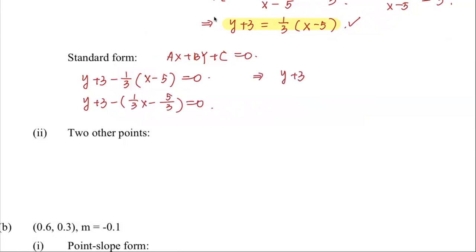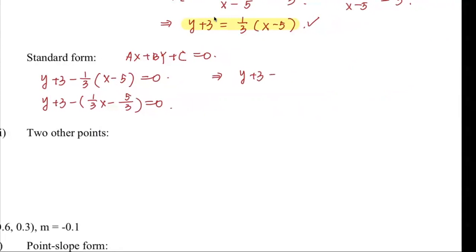y plus 3. Okay, so this is a minus sign. What do we need to do if the sign before brackets is the minus sign? When we open the brackets, we need to change this to plus. So you really need to be careful with all the small stuff. Okay, so now minus 1 over 3x plus 5 over 3 equal to 0.